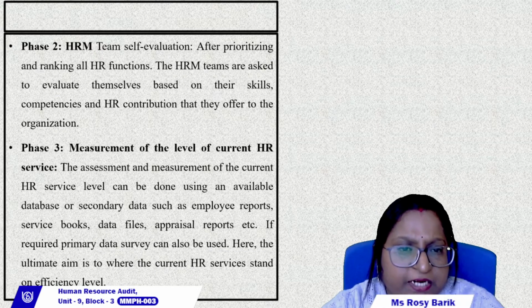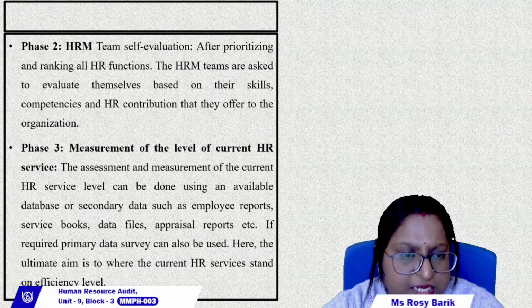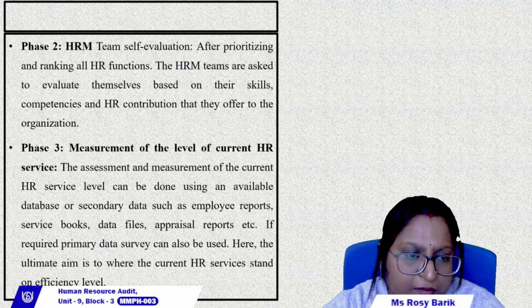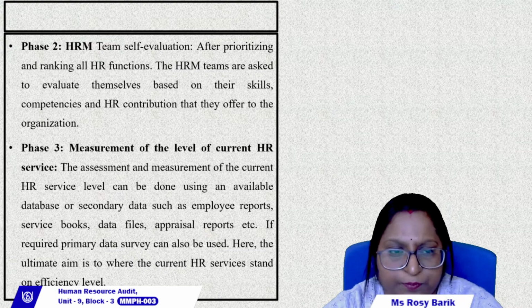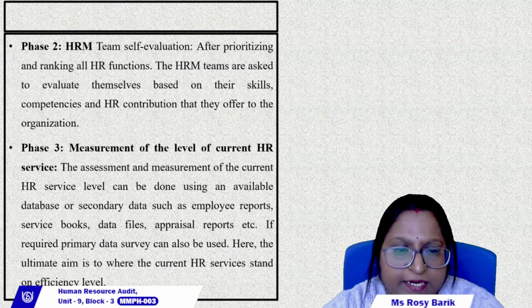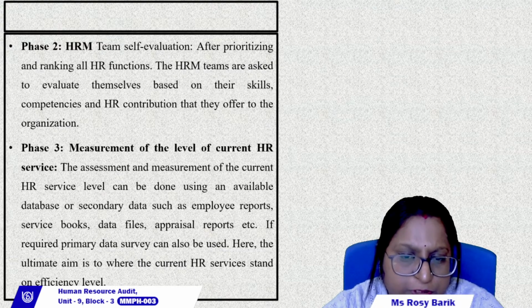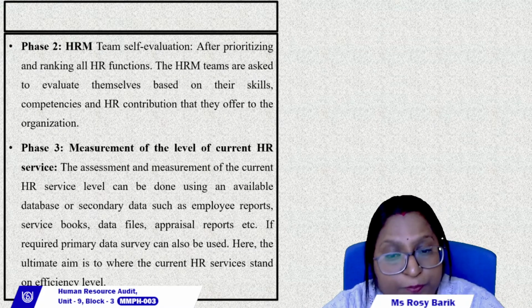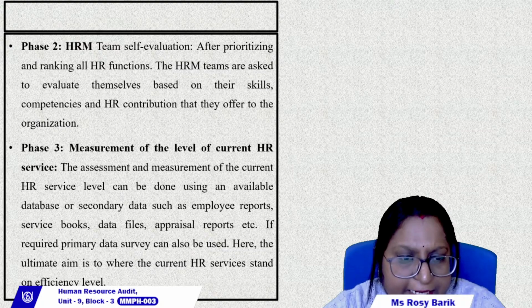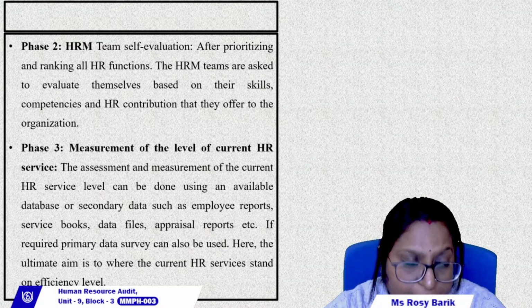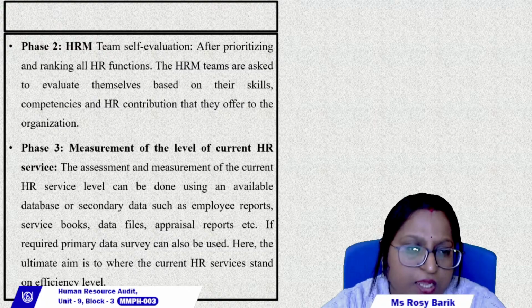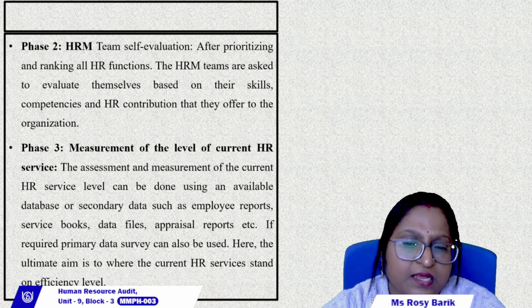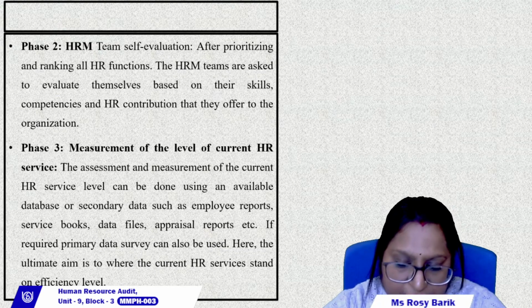The assessment and measurement of current HR service level can be done using available databases or secondary data such as employee reports, service books, data files, appraisal reports, etc. If required, a primary data survey can also be used. Basically, secondary data surveys are used, but if required, then a primary survey can be used. The ultimate aim here is to see where the current HR service stands on efficiency level.